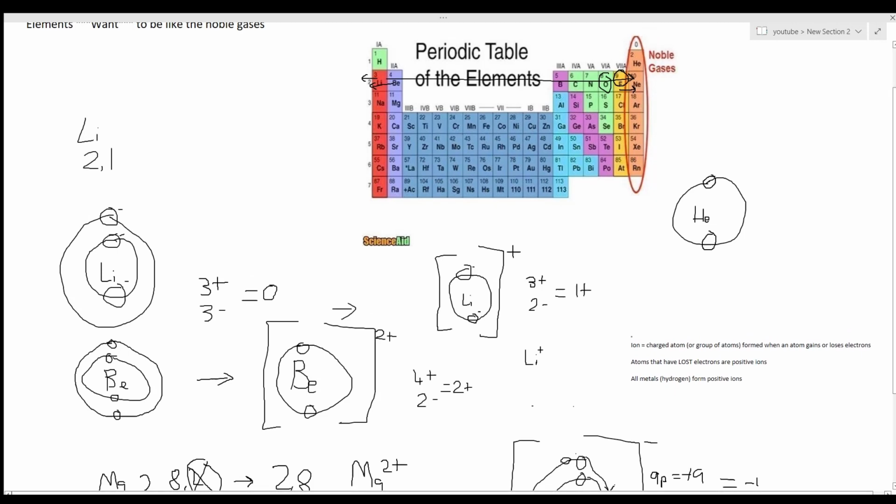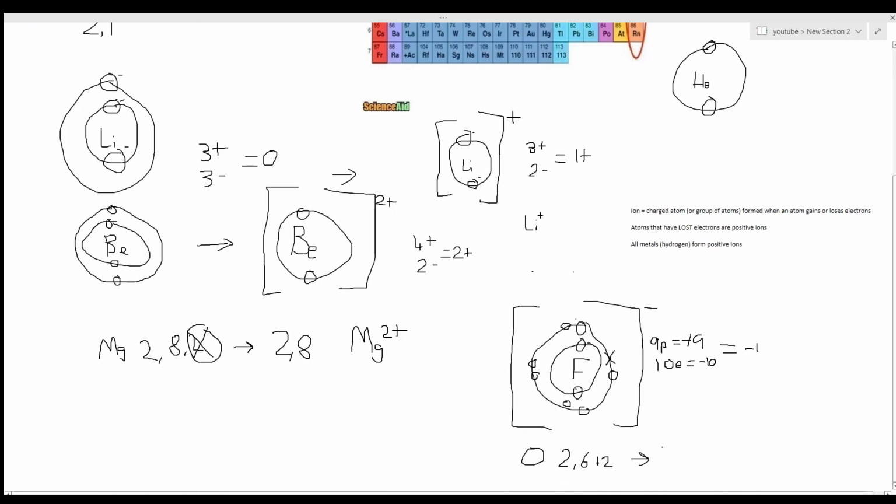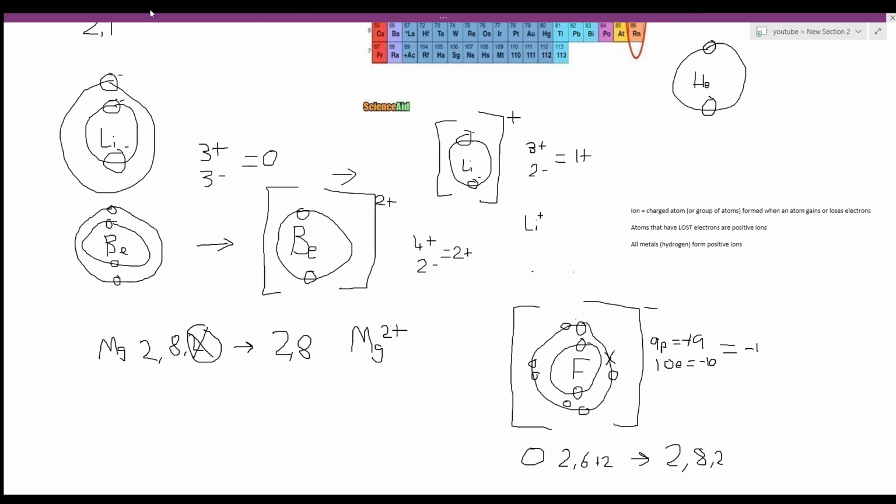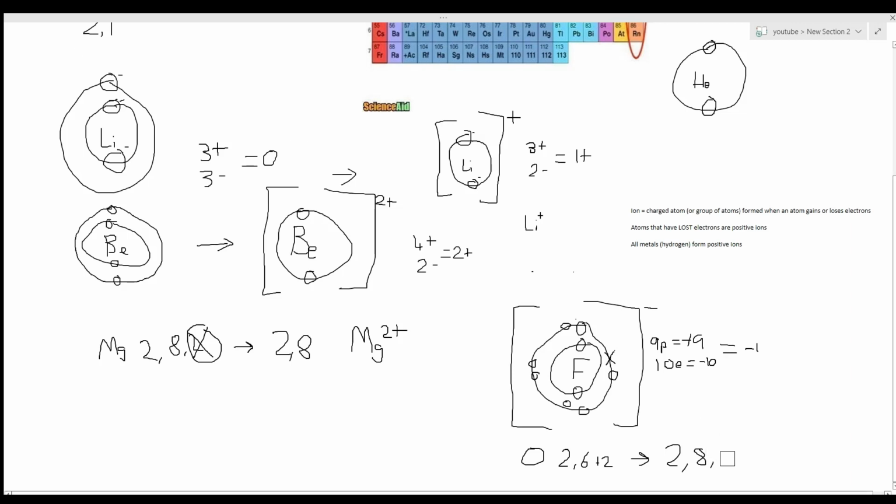Electrons have a negative charge, so that becomes 2, 8. I'm sorry, I misspoke, it becomes 2, 8. And that means I've added 2 electrons, so an oxygen ion has a 2 minus charge. The fluoride ion from before has an F minus charge.